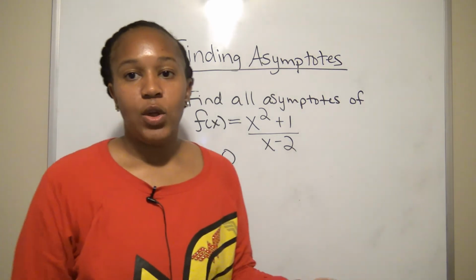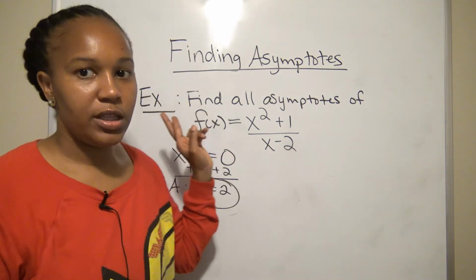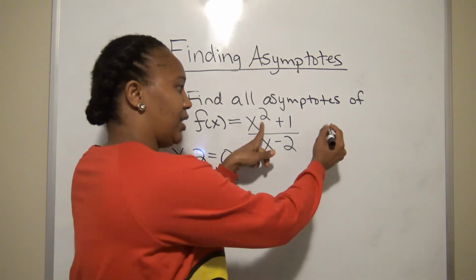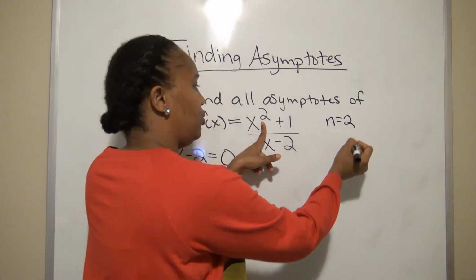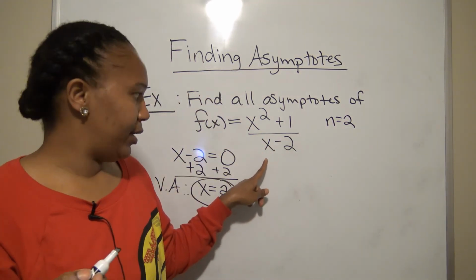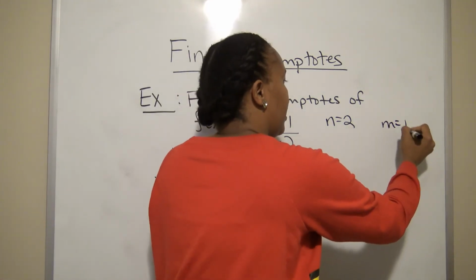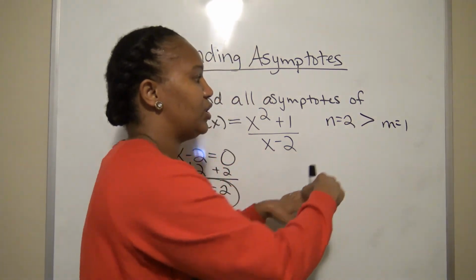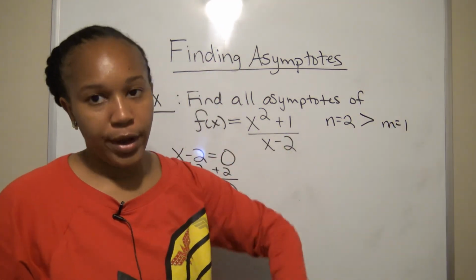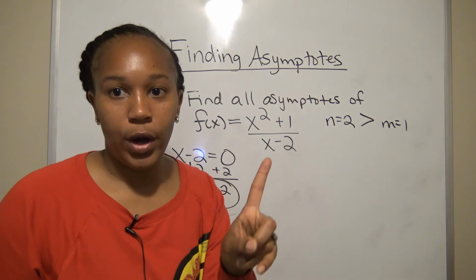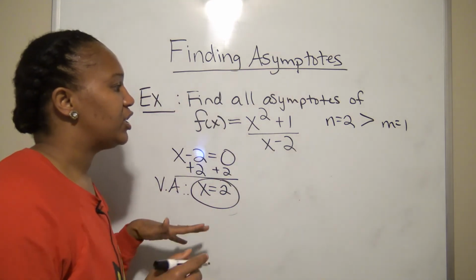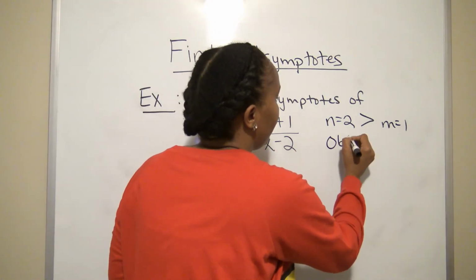And now to find the horizontal asymptote, I have to look at the degree of the numerator, which in this case, the highest exponent of the numerator is 2. And the degree of the denominator, which in this case, the highest exponent in the denominator is 1. So in this case, n, which is 2, is bigger than m, which is 1, and it's bigger by exactly 1, okay? So this is case 3, which tells me I have an oblique asymptote.